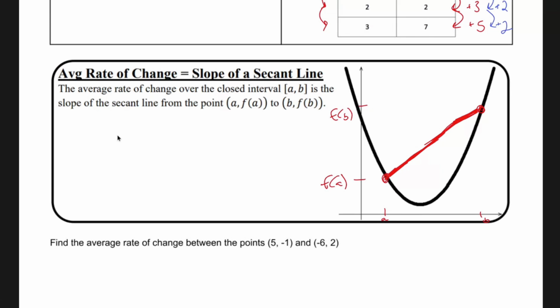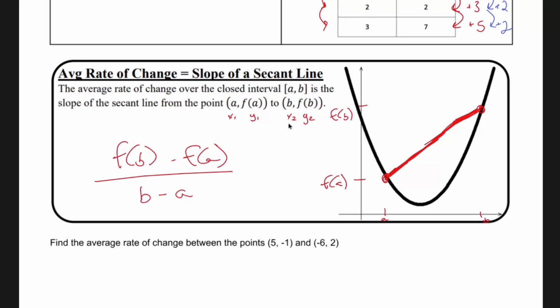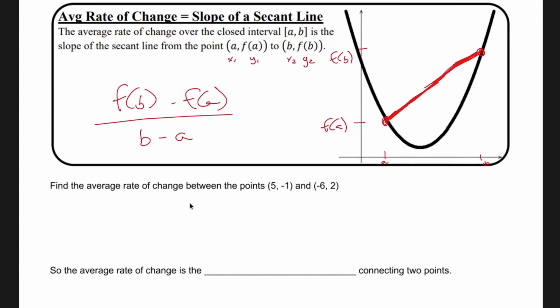And so what we're going to use is the average rate of change formula: f of b minus f of a over b minus a. Now, where do I get that from? That's the same as the slope formula that we saw up here, where I would call you x sub 1, y sub 1, and I'd call you x sub 2, y sub 2, and then I would do y sub 2 minus y sub 1, which is f of b minus f of a, over x sub 2 minus x sub 1, which is b minus a. And then I get my brand new formula. All right? So we're going to use that formula to answer this very basic question.